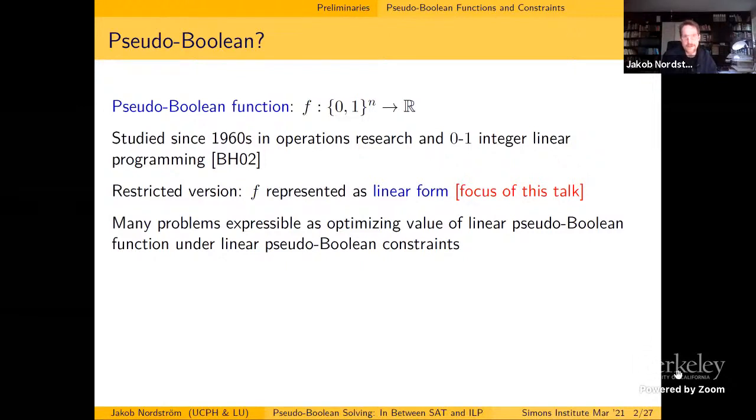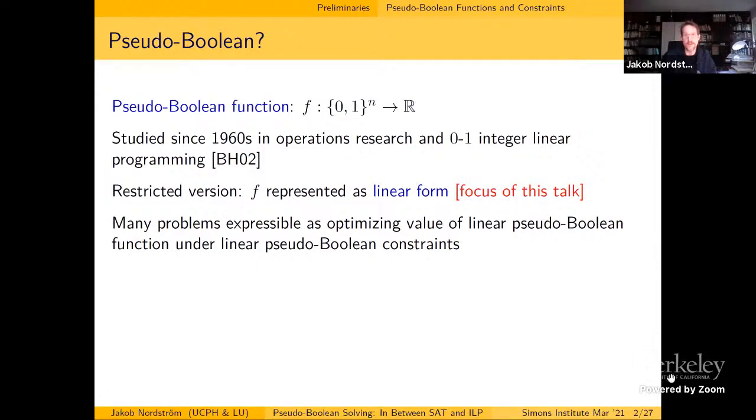They're well studied in operations research in integer linear programming. So we are going to be interested in when these pseudo-Boolean functions are linear functions, and that is enough to express a lot of, if you think of your favorite NP-complete problems, then chances are actually that it can be expressed in linear pseudo-Boolean form.